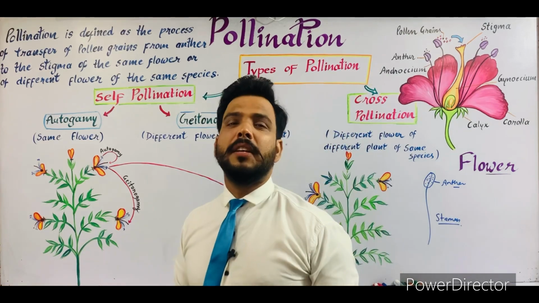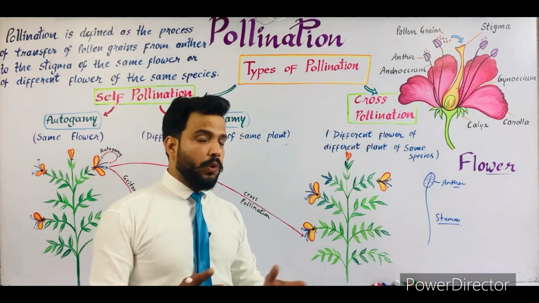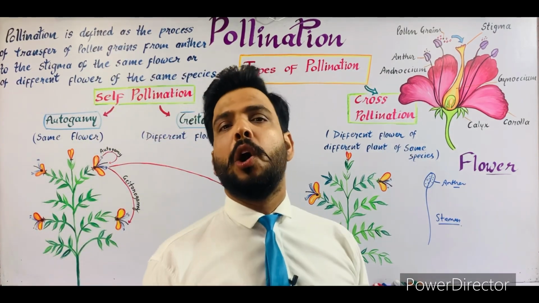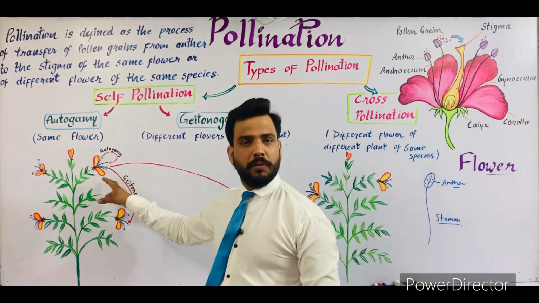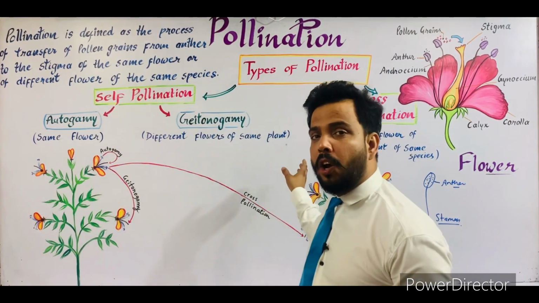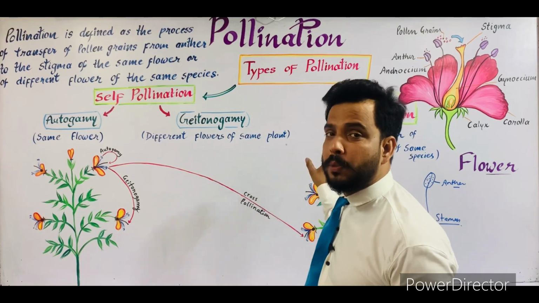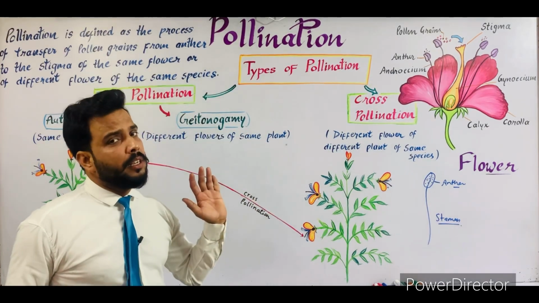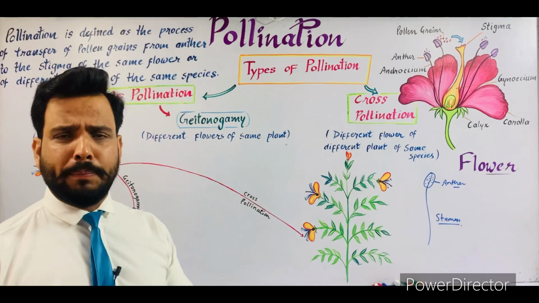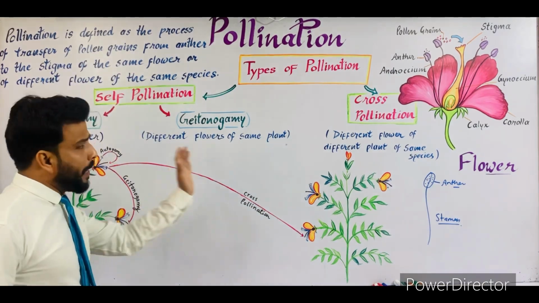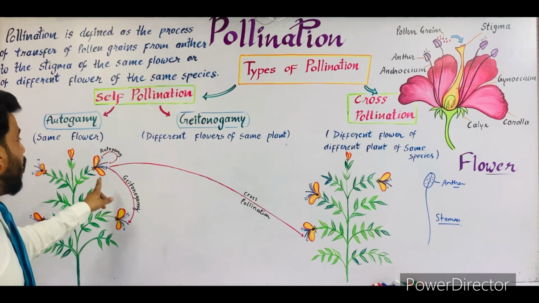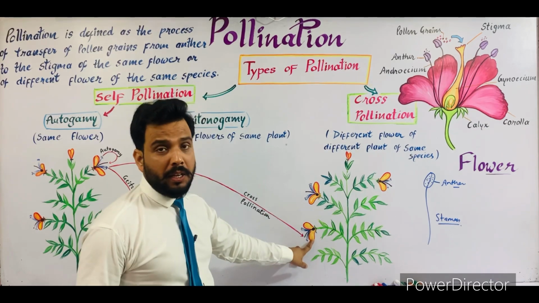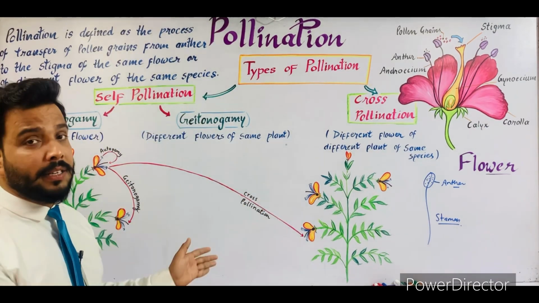Now, the next term is, what is cross-pollination? Cross-pollination is a phenomenon in which the pollen grains of one plant reach the stigma of another plant of the same species. Both the plants, as you can see on the board, are similar and have the same species, maybe mango plant or apple or banana, whatever. Now, the pollen grains of this flower reach the stigma of this flower. Plants have the same species, but the plants are different.